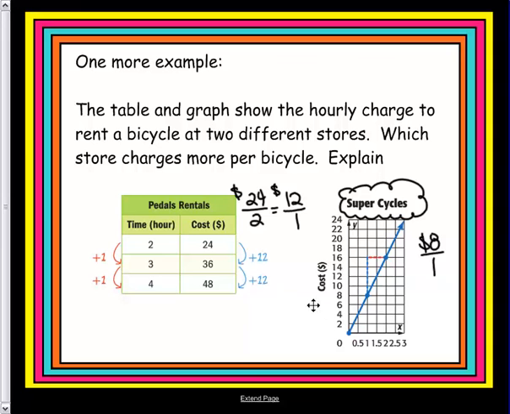However, if we look at this, we want to know which is the IV. Okay, so in a table, your time is going to be your independent variable, just like it was on the graph. Your dependent variable is going to be the cost. So your y-axis is always your dependent variable, and your x-axis is always your independent.